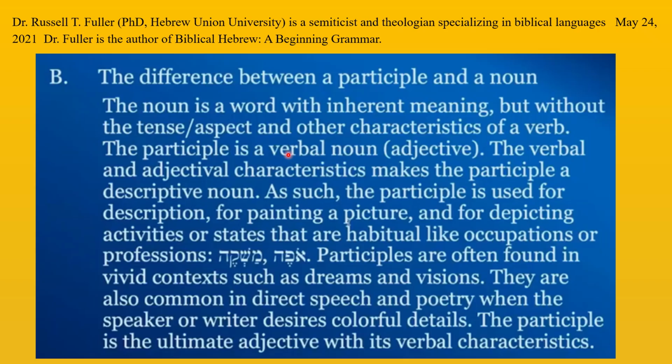Okay, but it is a verbal noun. It's not a noun or a nominative verb, a noun verb. It's a verbal noun. That's an important distinction. We'll talk about that. The verbal and adjectival characteristics make the participle a very descriptive noun. Okay, it functions in the sentence as it would in English as a noun, but it retains its verbal characteristics, and we'll talk about that.